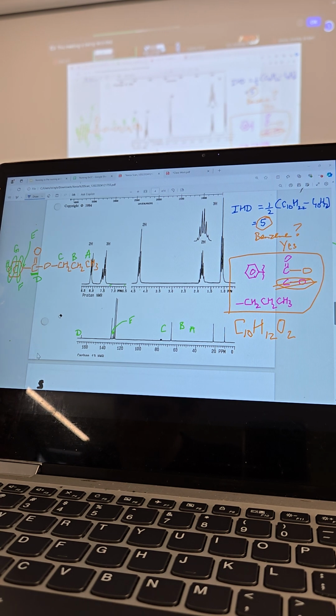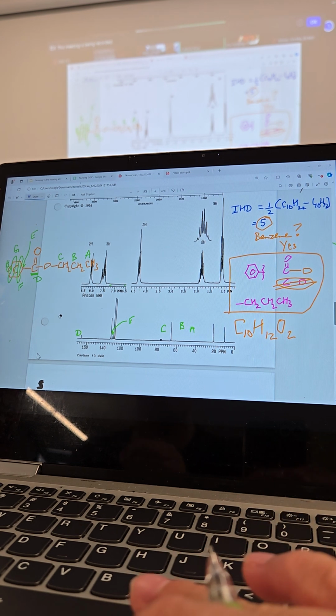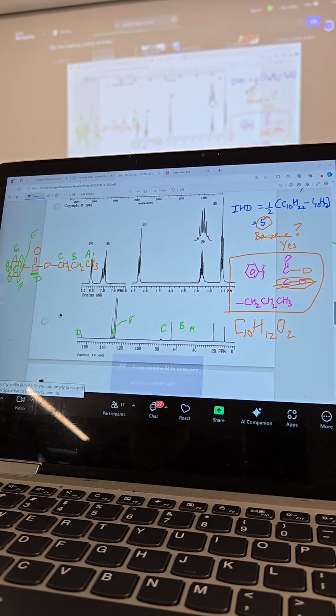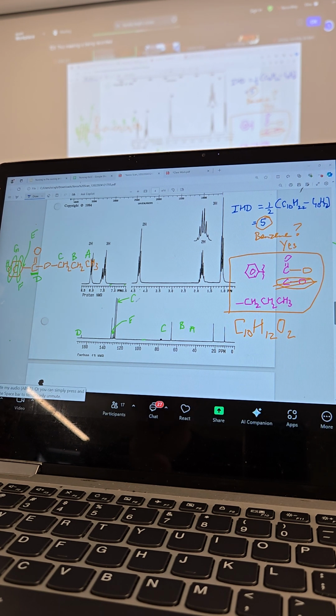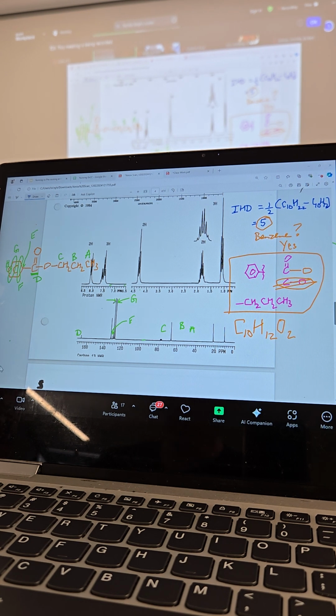One is closer to E. Which one is more deshielded? Is G the first line and then F the second line? F is more deshielded because of resonance. The ortho position is more deshielded because of resonance through that C double bond O. And therefore, which carbon is giving us this last signal? That is H.